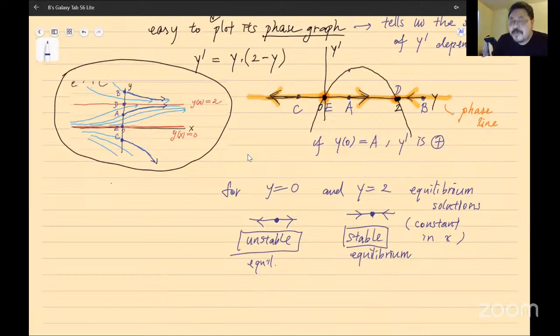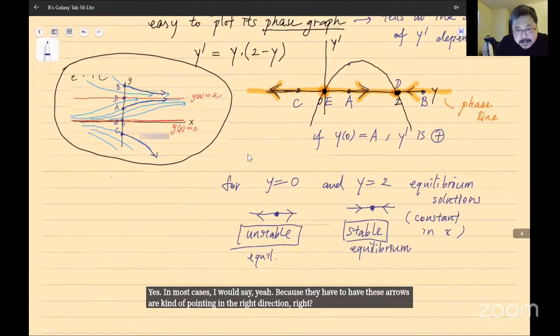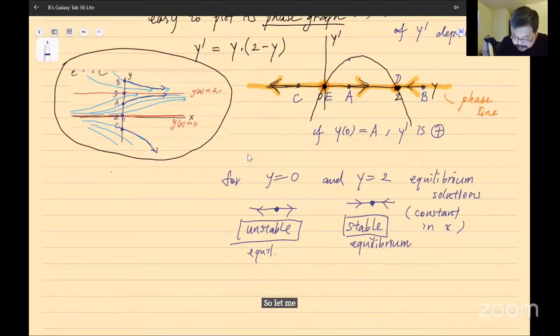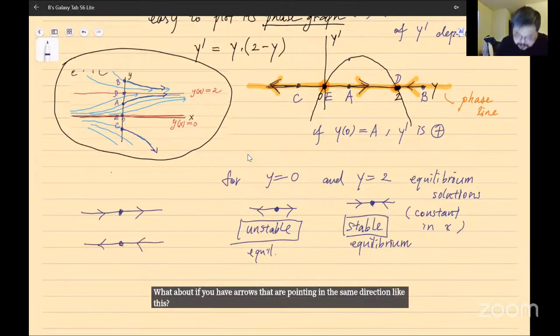Yes, in most cases, I would say, yeah. Because they have to have these arrows that are kind of pointing in the right direction, right? So let me give you another case that we should consider. What about if you have arrows that are pointing in the same direction like this, or like this?